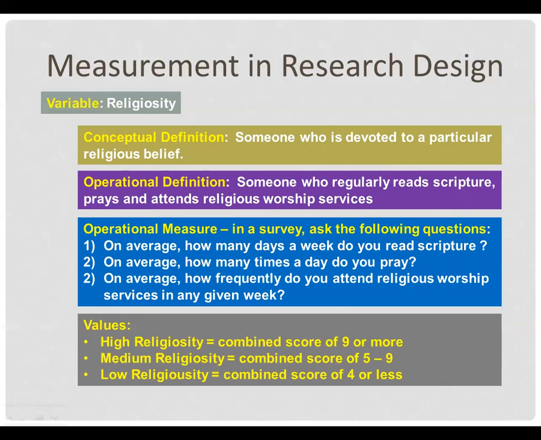For my study, I'm going to define high religiosity as someone who has, let's say, a combined score of 9 or more. So let's say for each of those measures, scripture, prayer, and religious worship, they're rank ordered on a score of 0 to 3 or 0 to 10, however I want to do it. My combined score of 9 or more is high. 5 to 9 is medium. 4 or less is low. So now I have values of my measures.